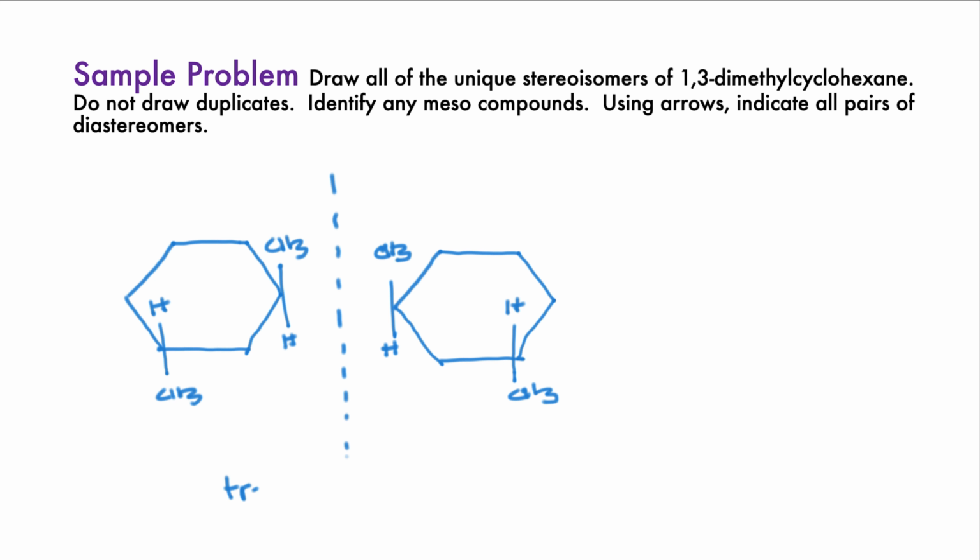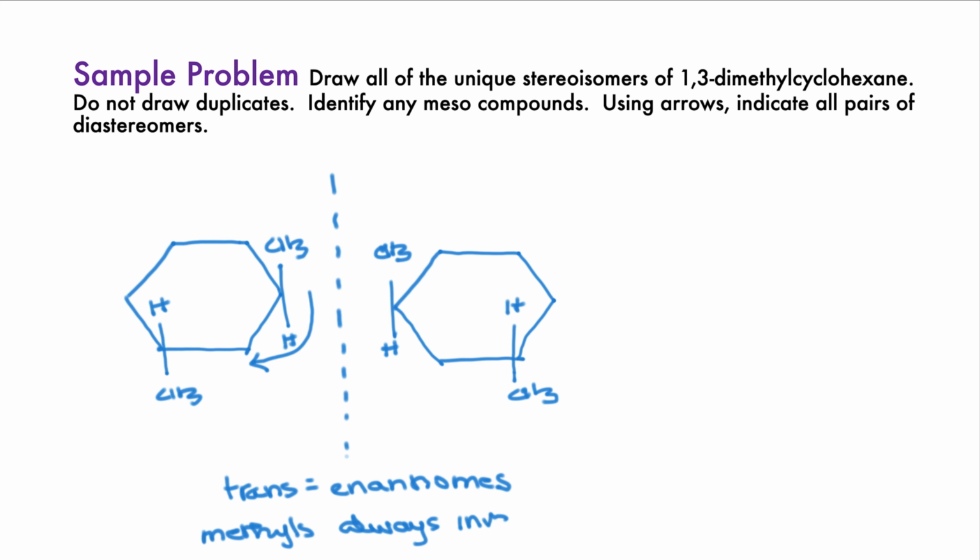So these are the trans mirror images, and they are in fact enantiomers of each other. They are not identical. For instance, if you take the left-hand molecule and try to rotate it so you can overlap the methyls, you cannot overlap the methyls. They will always be inverted. And no matter what manipulation you do on the left-hand molecule, you will never be able to overlap it with the right-hand molecule. So these are truly enantiomers.